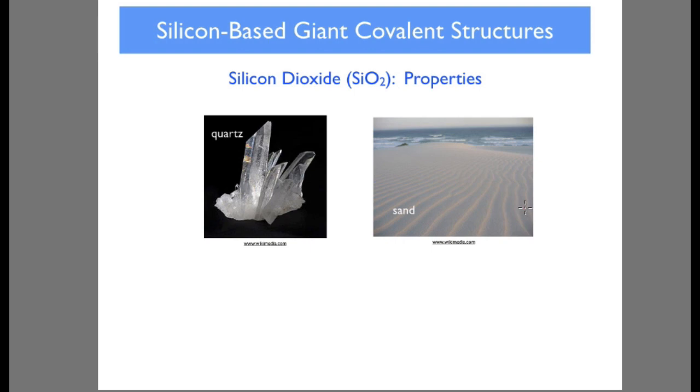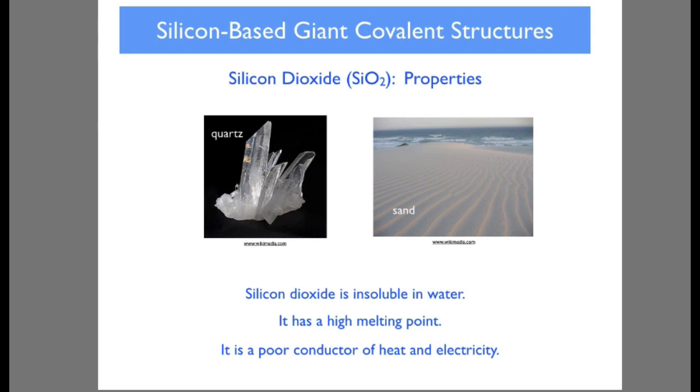Silicon dioxide, its properties. Silicon dioxide is insoluble in water, which is good for us because the beach would not be much fun if it were soluble. It has a high melting point. Again, you wouldn't want sand to turn into liquid whilst you were sunbathing. A poor conductor of heat and electricity, as it has no free electrons to move around.